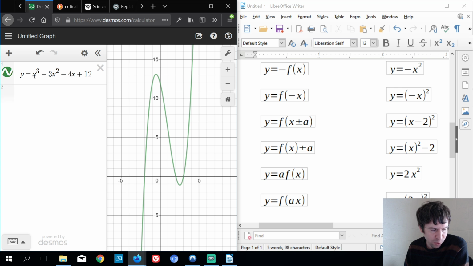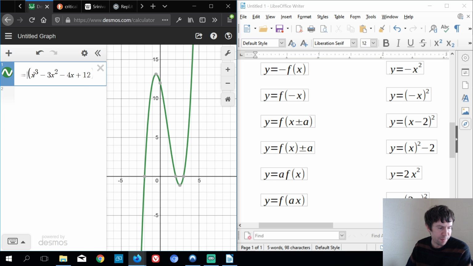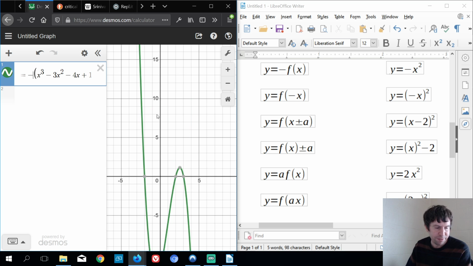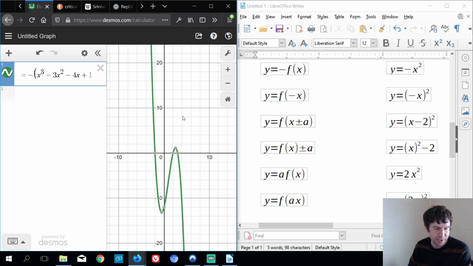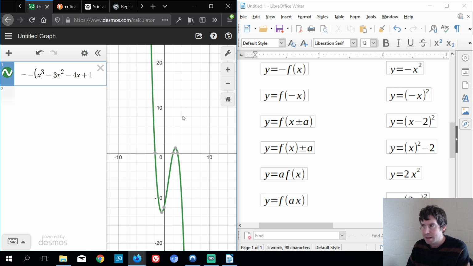I'll show you how that works. So if I wanted to flip this vertically, I could put parentheses around the whole thing and put a minus out front, and I have flipped it vertically. I'll show you that. So that is a vertical reflection. You can distribute that minus throughout the parentheses, so it's the same as flipping the sign of every term.